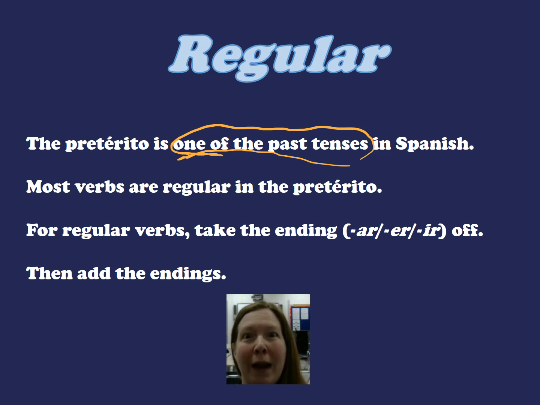Most verbs are regular, and that's just in general. That's what makes them regular, is that they all follow a pattern. So whether you're talking about the pretérito or any other verb tense, most verbs are going to be regular. For regular verbs, you are going to remember to take the ending off, your AR, ER, or IR, and then to add your endings for the pretérito. Remember, there's one set for AR verbs and one set for ER, IR verbs.